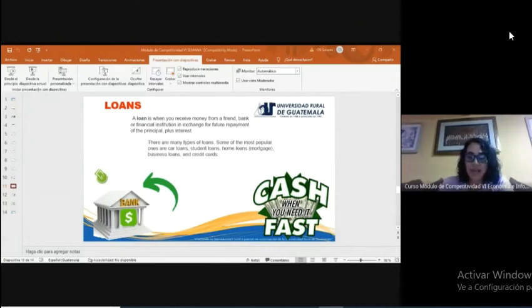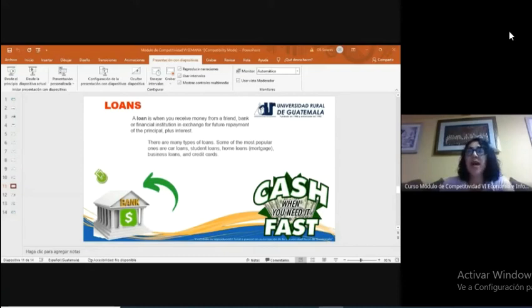Loans are really, really important for any type of company because through a loan, we can get the money that we need to invest in a company. There are many types of loans. Some of the most popular ones are car loans, student loans, home loans, just to build houses like mortgages, business loans, and credit cards. Credit cards are also a certain type of loan.